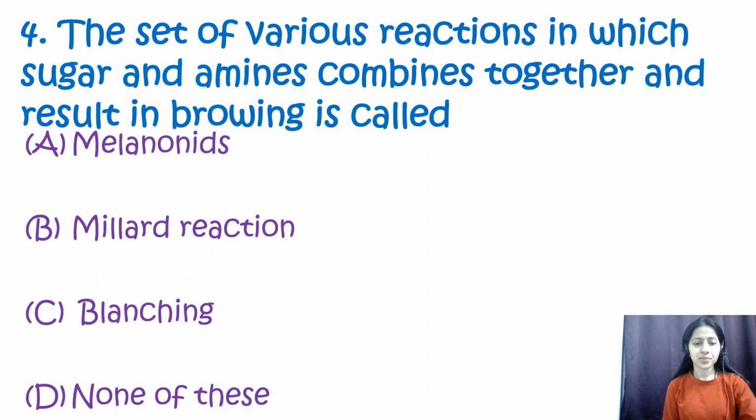Question number 4. The set of various reactions in which sugar and amines combine together and result in browning is called option A, melanoids. Option B, Maillard reaction. Option C, blanching. And option D, none of these. So the reaction is known as the Maillard reaction, that is option number B.